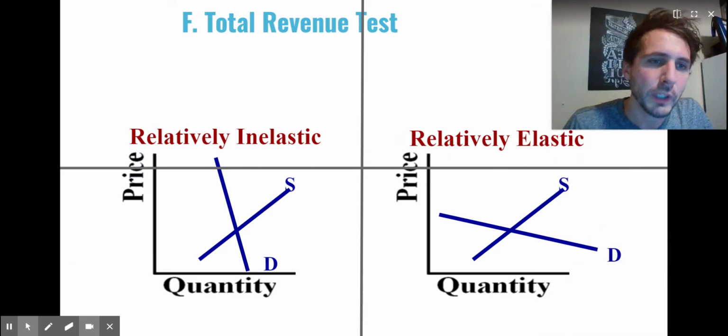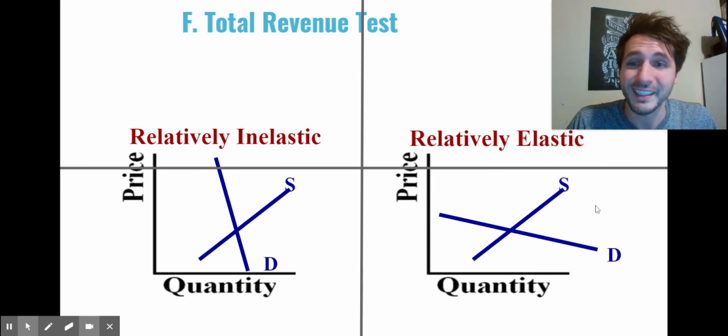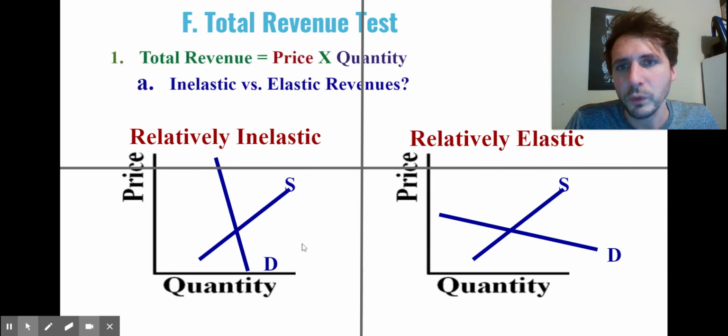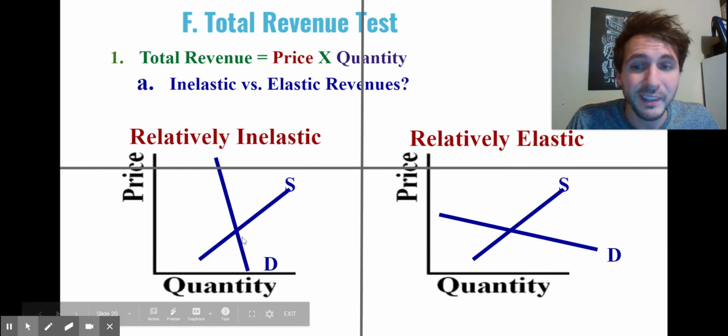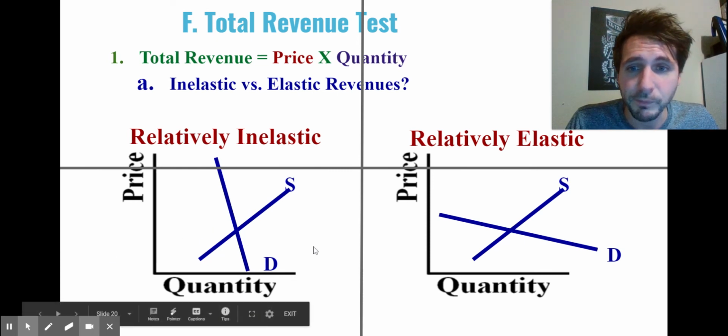All right, final thing we'll talk about is a total revenue test. The total revenue test is a way to measure the elasticity of something based on total revenue alone. So what does this look like? Well, total revenue, remember, is just price times quantity. That's your revenue. And every time you have an equilibrium, you have a price and you have a quantity. So price times quantity will give you your total revenue, right?